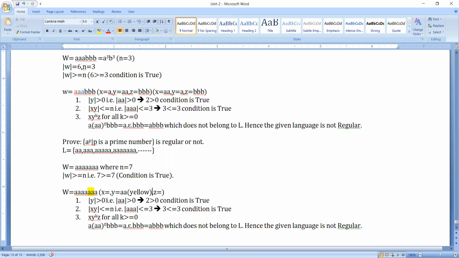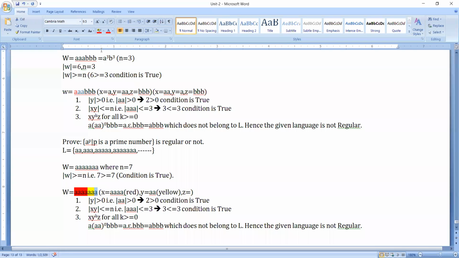Now let us check whether y is greater than 0 or not. What y have we taken? AA. So this AA is greater than 0, 2 is greater than 0. With this, the first condition is successful. Then what is the second one? If this is y, then what about x? X will be 4 a's. Let us take x as 4 a's, which is in red color.